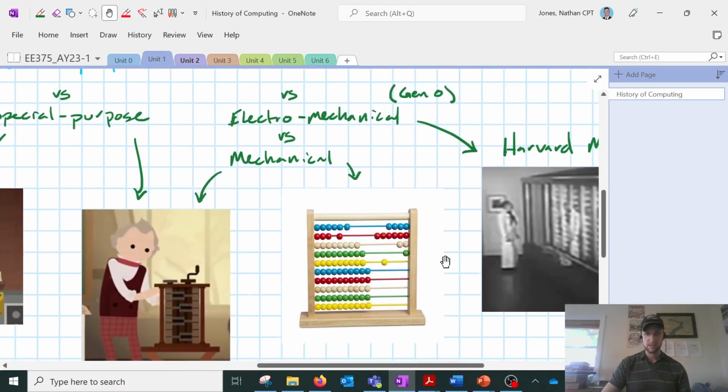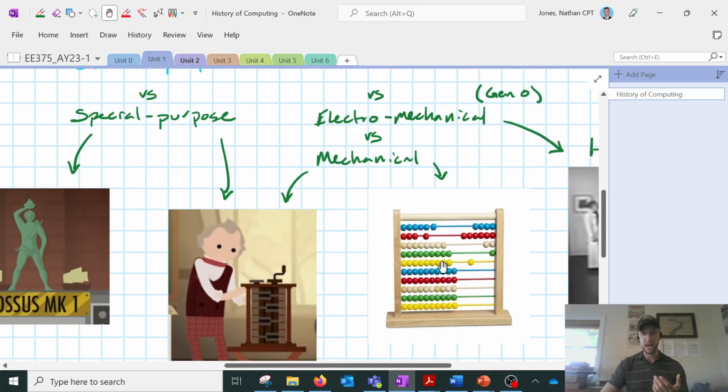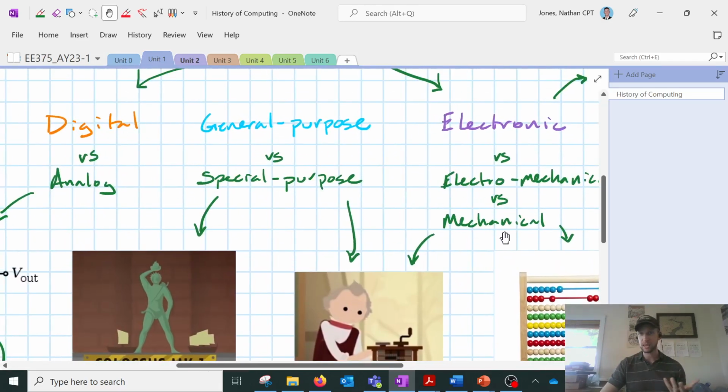The abacus, which I've got a picture of right here, is an example of a discrete computing device. It's discrete because beads can either be on one side of the abacus or the other. There's no in between. There's no way to represent a 10.5 on an abacus. It just operates on integer values. It happens to be a mechanical device also. So the abacus is an example of a digital mechanical device.